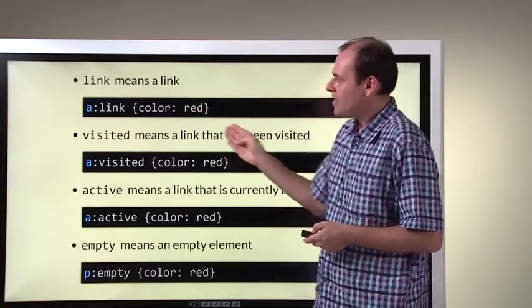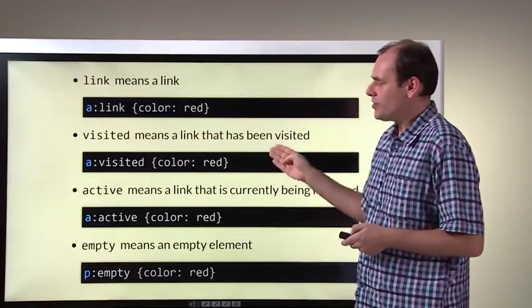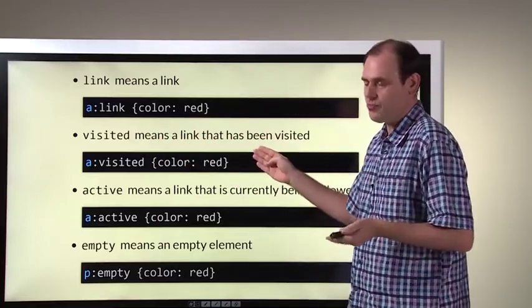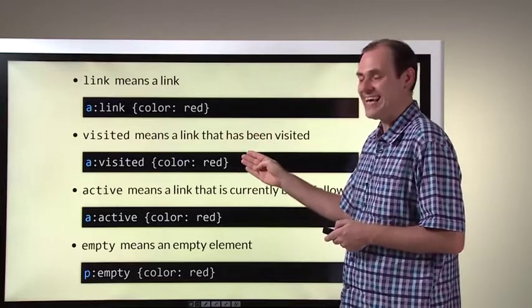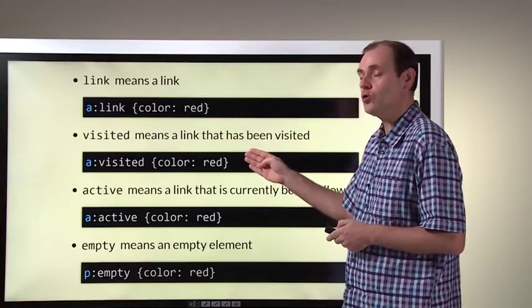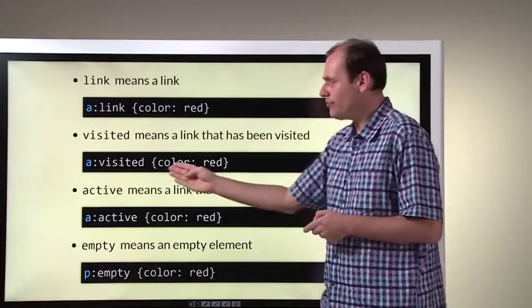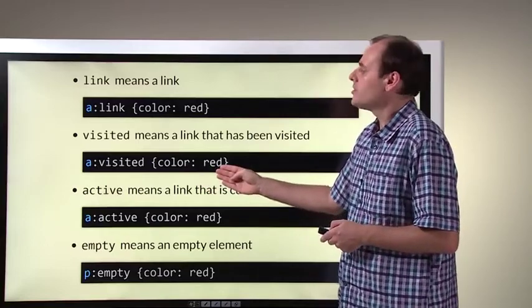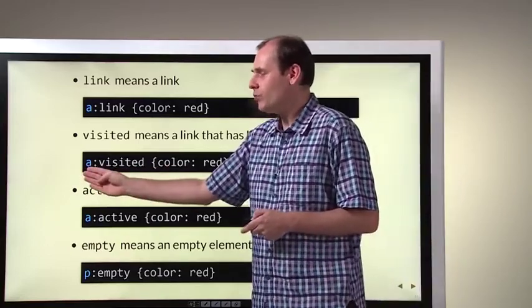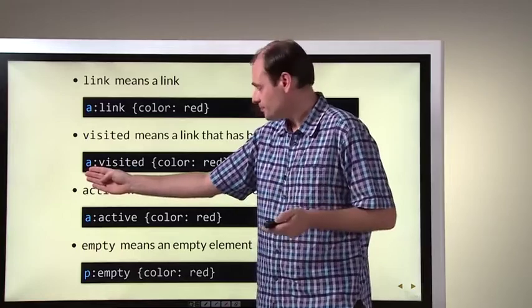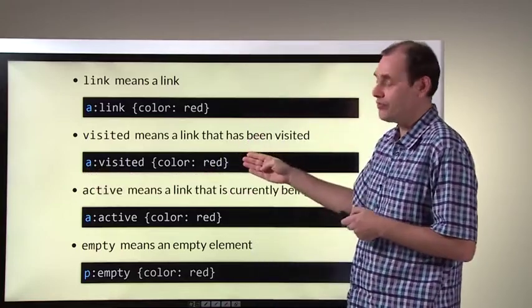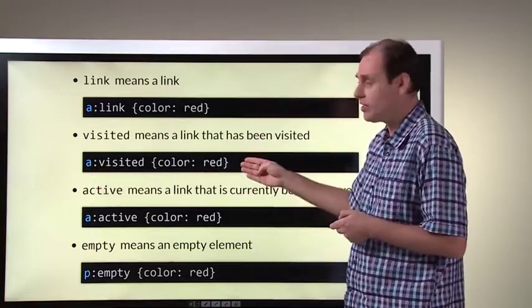What about here? Visited. That means that the person who is using the browser, if they have visited a link and the link is shown on the web page, then you can fix up a color. So again, that has to be for A, because A is for links. So anything that you have visited will be shown in red color.